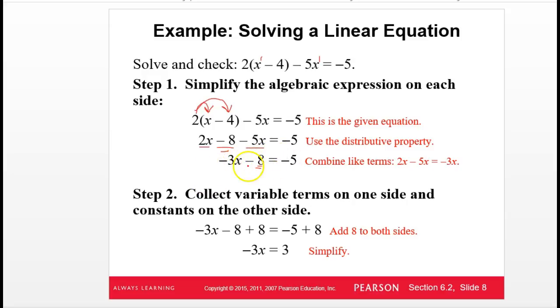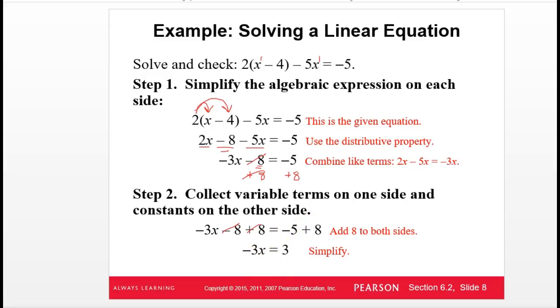All the variables on one side, the constants to the other. There are no variables on the right side, so the variables are on the left. So that means I'm going to add an 8 to both sides to get the constants off of that side with the x. So down here you see it, minus 8 plus 8, they cancel. But on the right side, because I added 8 to the left, I have to add 8 to the right to keep the equal sign true. And I get a positive 3 from combining these two.